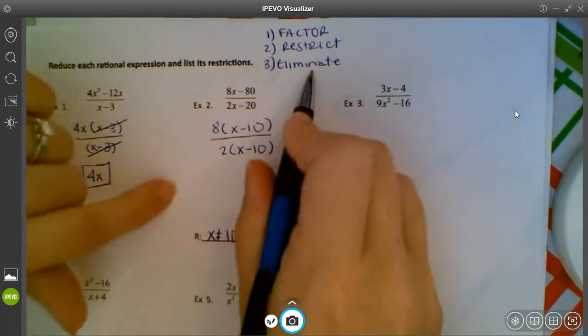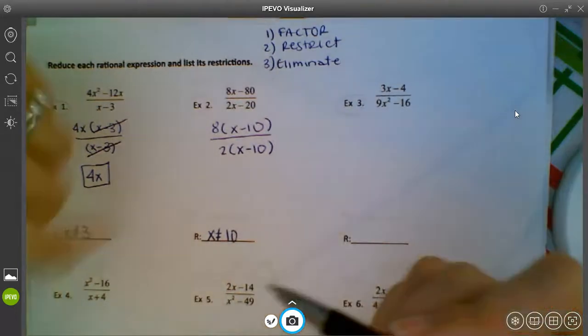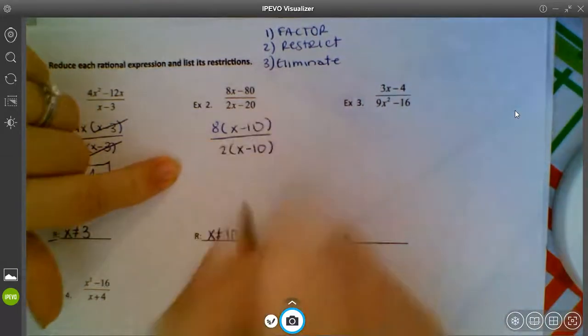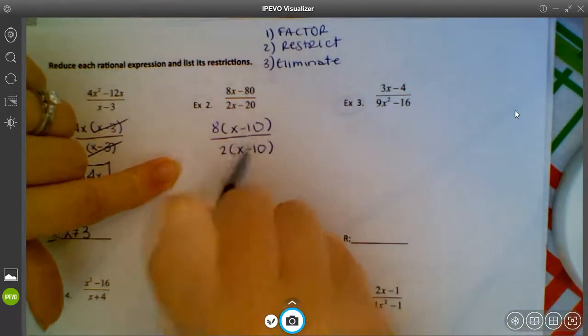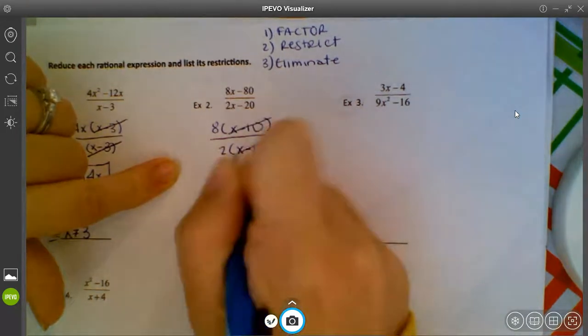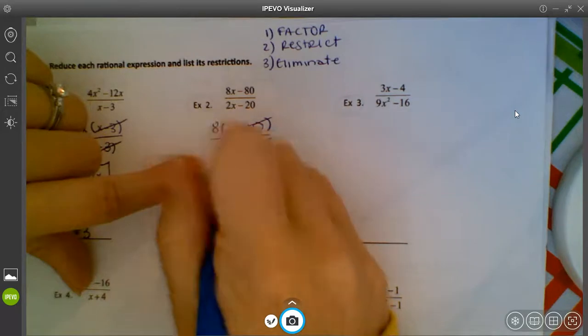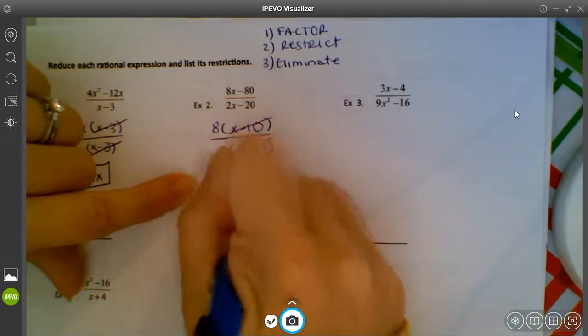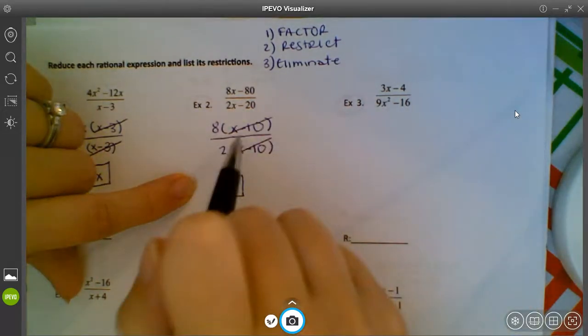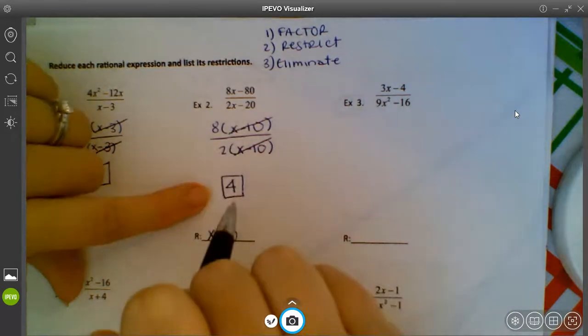Now we're going to eliminate the common factors. So first off, x minus 10 and x minus 10, those are exactly the same, so I can cross them out. And then I have an 8 divided by 2. So 8 divided by 2 is 4. So in the end, all of this just gets simplified to the number 4.